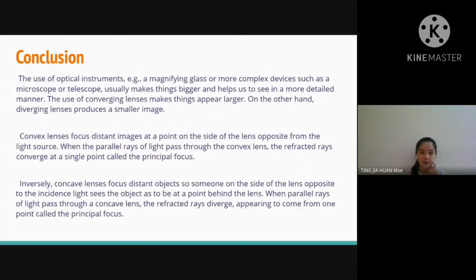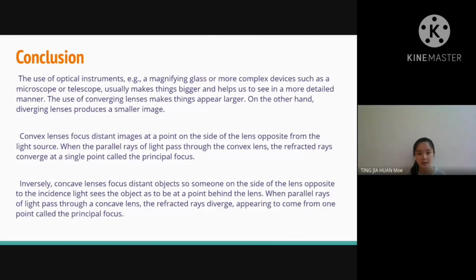And this is the conclusion that we get. The use of optical instruments, for example, a magnifying glass or more complex devices such as a microscope or telescope, usually makes things bigger and helps us to see in a more detailed manner. The use of a converging lens makes things appear larger. On the other hand, a diverging lens produces a smaller image.